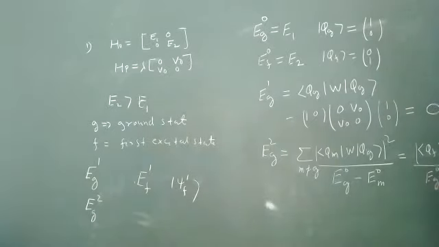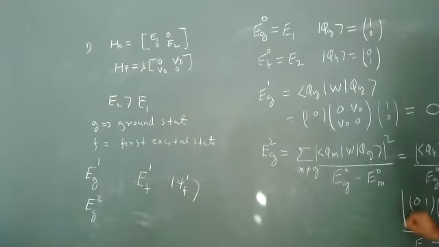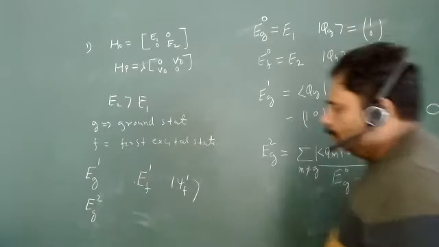Are you people comfortable? Okay? What is phi F? Phi F is 0, 1. What is W? W is 0, V0, V0, 0. What is phi G? Phi G is 1, 0. And what is EG0? Tell me. E1, minus what is EF0? Is, let's say, E2, and you have to take the mod square of this one. So what is this value?